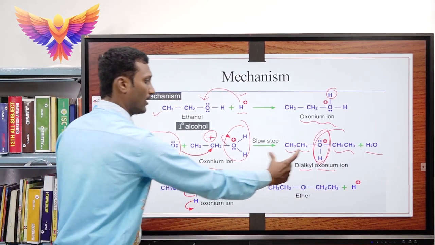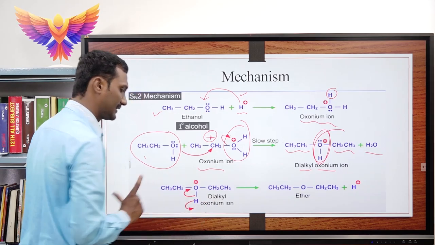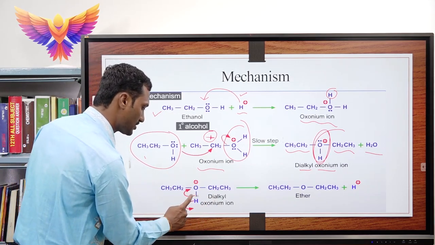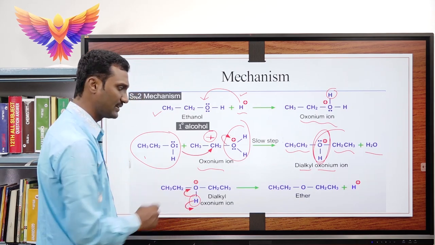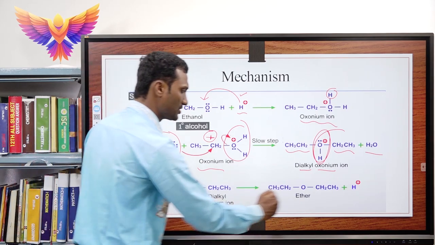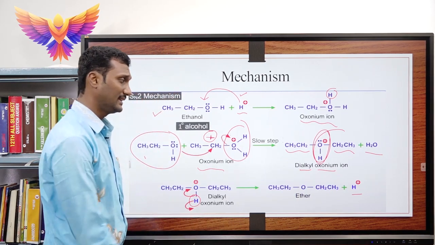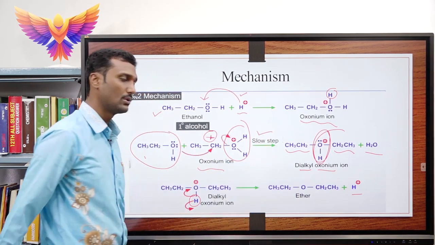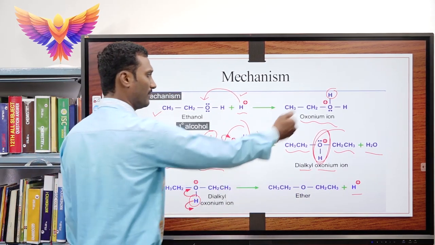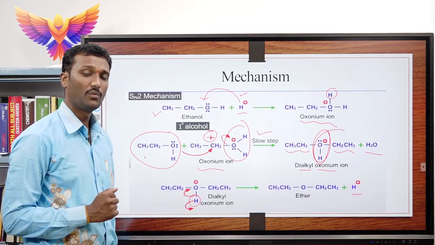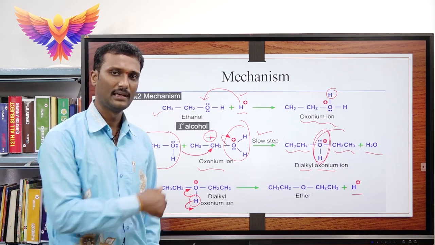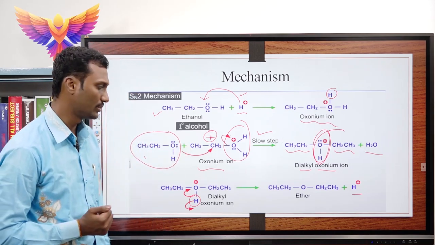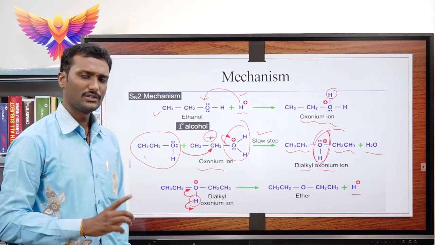Now observe the third step. Deprotonation of hydrogen will take place because this is unstable, as oxygen is attached with three groups. So deprotonation will take place to form an ether. The second step is the slowest step, because the oxonium ion reacts with one more molecule of ethanol to give the dialkyl oxonium ion. Again, it undergoes deprotonation to give an ether. So this is very simple.